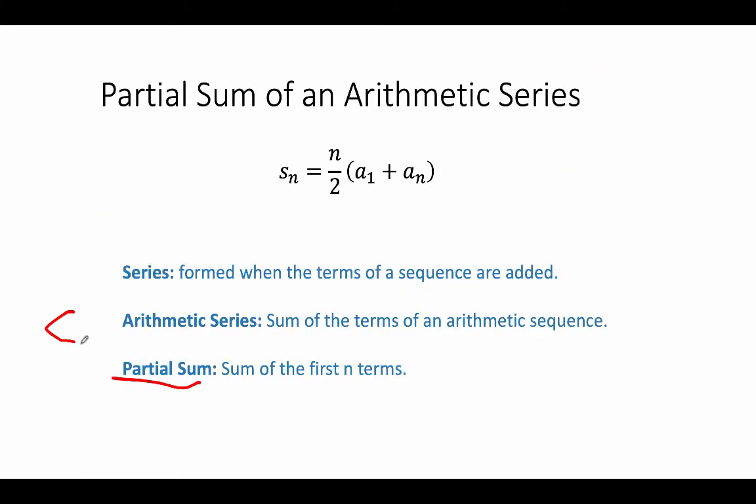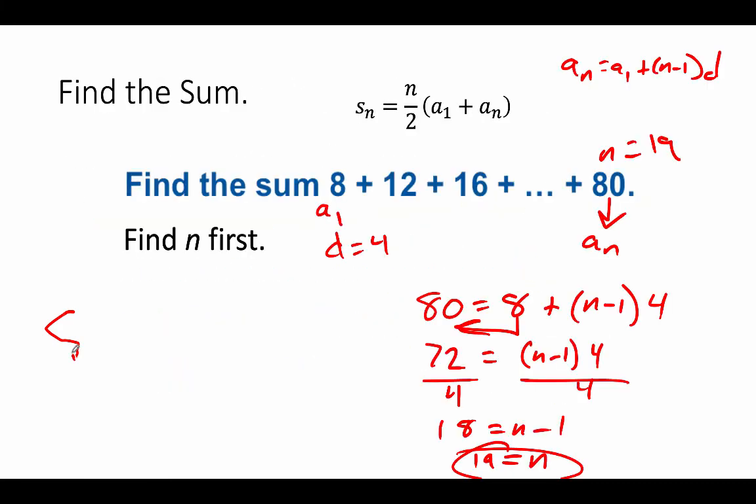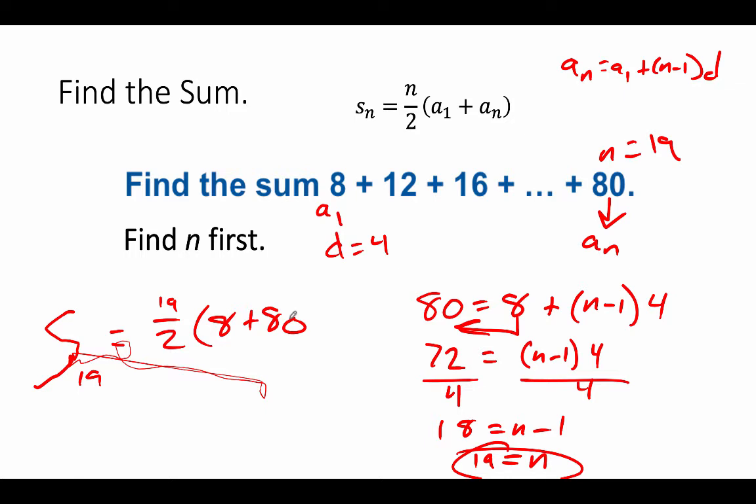So we're really finding this, whoa, what happened there? What is going on? The sum of the first 19 terms is equal to the number of terms divided by 2 times the first plus the last. Okay. And now we can just plug that into our calculator, and we get 836, I believe, is what it comes out to. And there you go. Pretty fast way to find the sum of an arithmetic sequence.